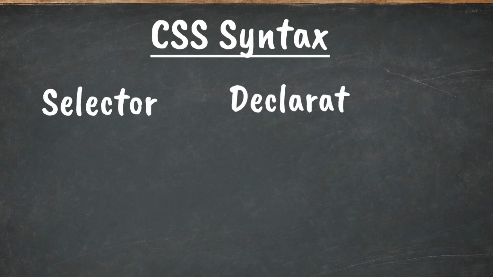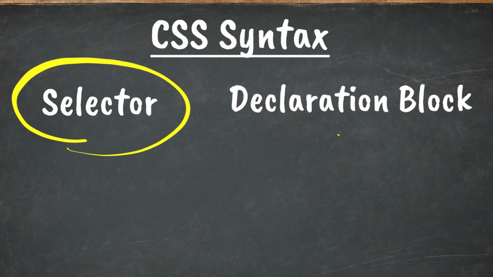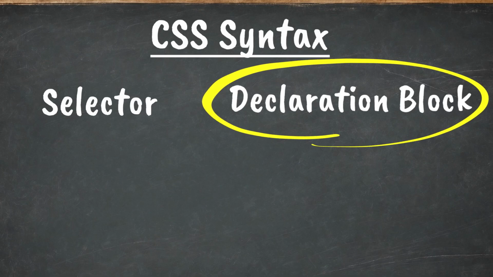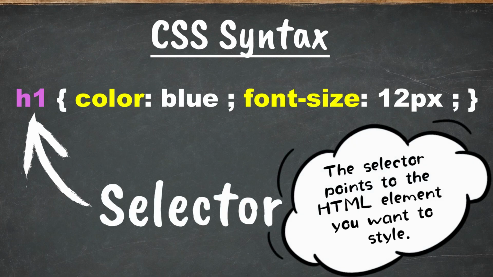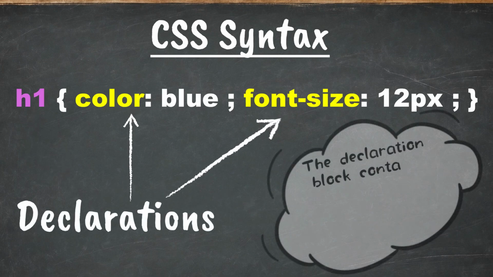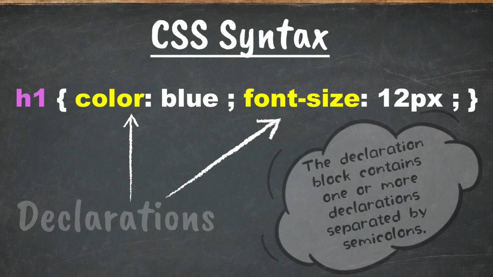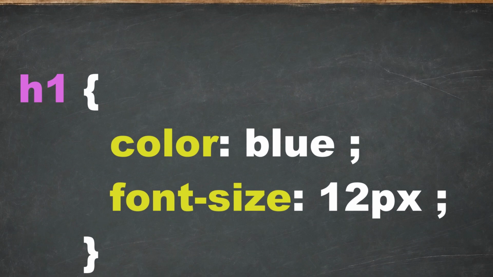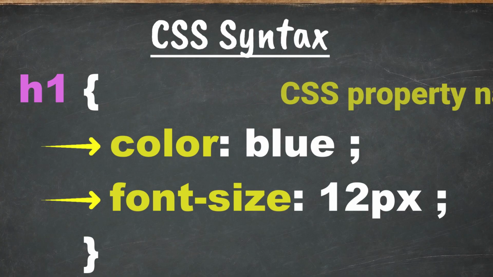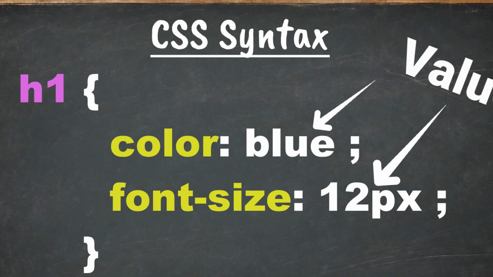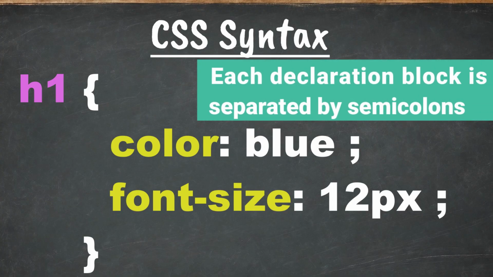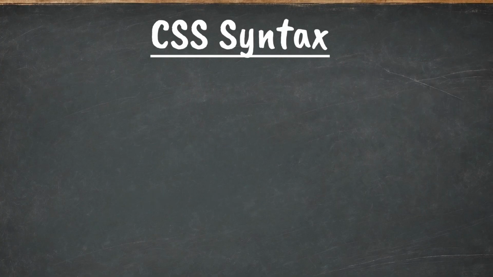Let's quickly look at CSS syntax. A CSS rule consists of a selector and a declaration block. The selector points to the HTML element you want to style. The declaration block contains one or more declarations, and they are separated by a semicolon. Each declaration includes a CSS property and a value. Always remember the semicolon at the end of a declaration.